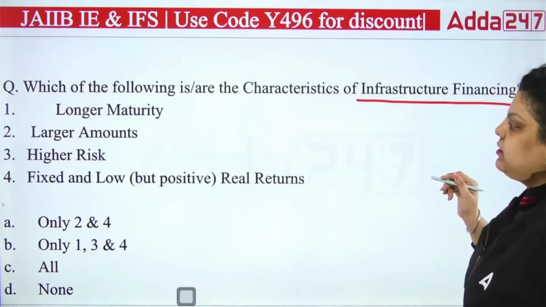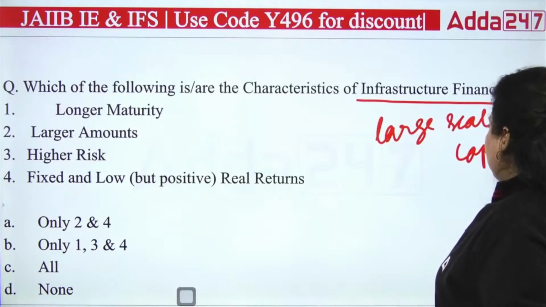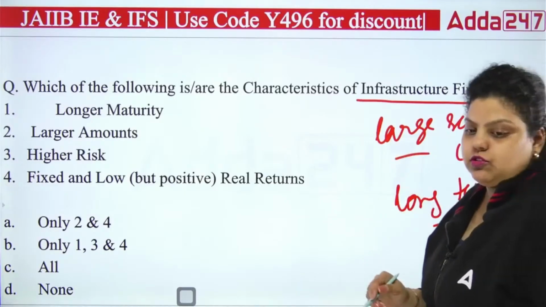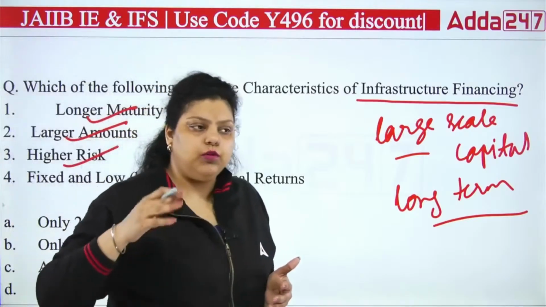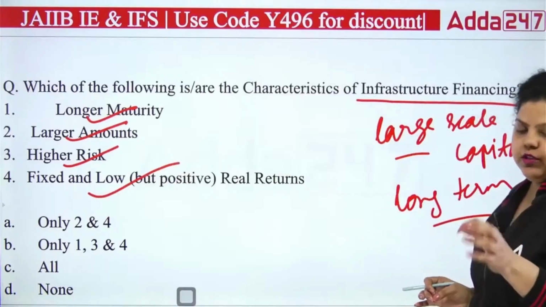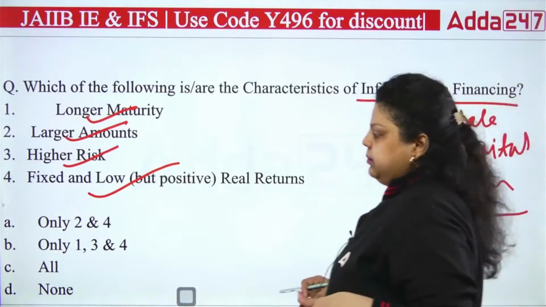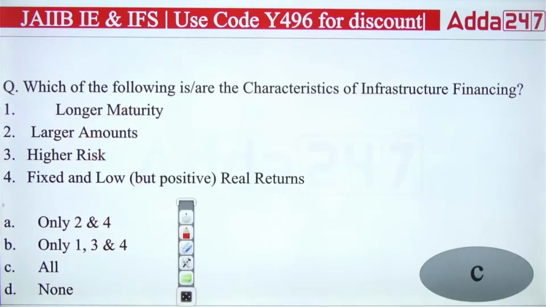When it comes to infrastructure, we always talk about needing large scale capital, and this large scale capital will be required for the long term. Those are the two things required in infrastructure. That's why longer maturity is there, larger amount is there, higher risk is also there. You are investing your money for a longer period, for 25 years or more, and it also has higher risk involved. You will get a return definitely, fixed return will be there, low real returns will be there, but after a very long period of time. So the right answer is C. All are correct. All are characteristics of infrastructure financing. So the right answer is C.